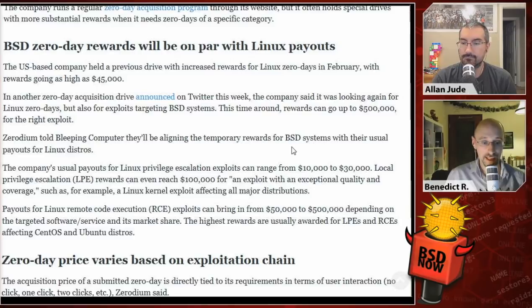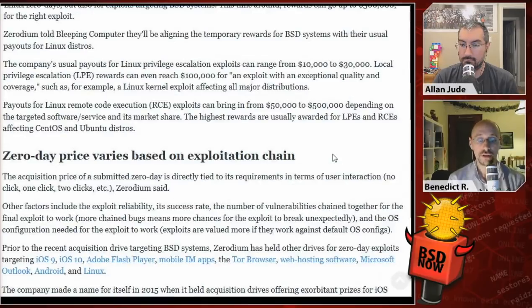And so the US-based company held a previous drive with increased rewards for Linux 0-days in February, with rewards going as high as $45,000. Well, that's pale in comparison. But in another 0-day acquisition drive, they announced that the company was looking again for Linux 0-days, but also for exploits targeting the BSD-specific systems. And this time around, rewards can go up to, as we mentioned, $500,000. See, now I get it. For the right exploit. So you not just have to have a little bit of exploit, but the right one.